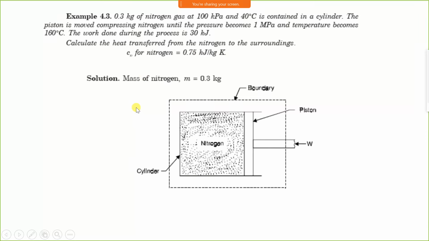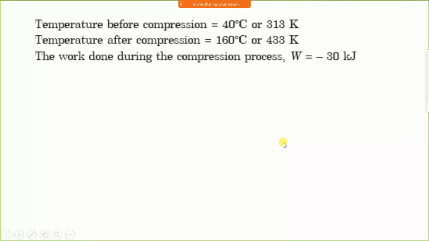Consider this system. This is the nitrogen, and this is the compressor. The compressor is compressing the nitrogen. Since it is a compressor, we have to supply some work to compress the air. Therefore, work supplied to the system is always negative. Temperature before compression, 40, converted into Kelvin, because in calculation we take temperature in Kelvin.